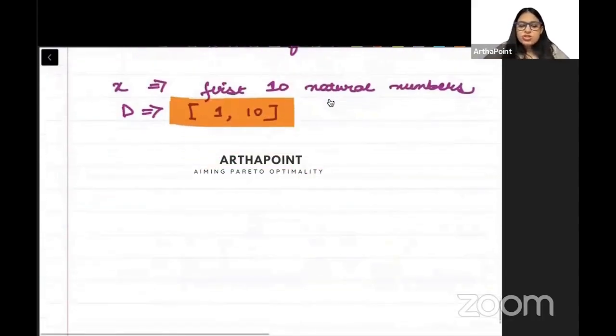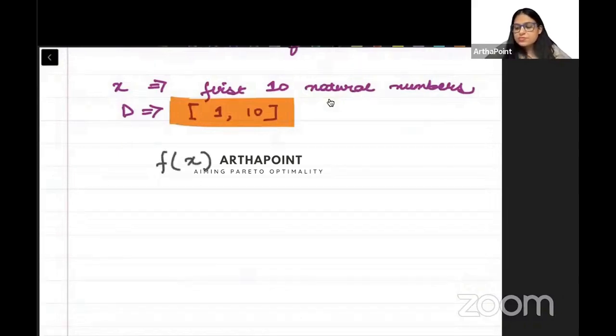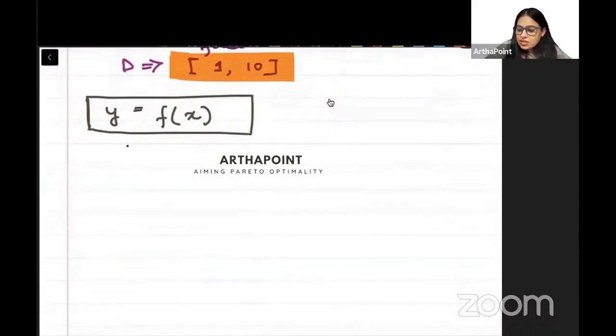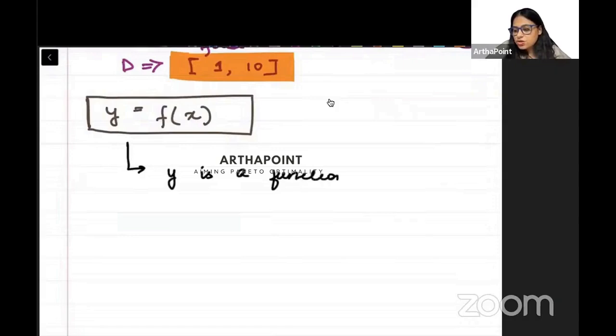So now let us try to visit again what the definition is saying. The definition says that I am creating a function of x. Suppose this is y. How do we read this statement, beta? We are saying that y is a function of x. y is a function of x.